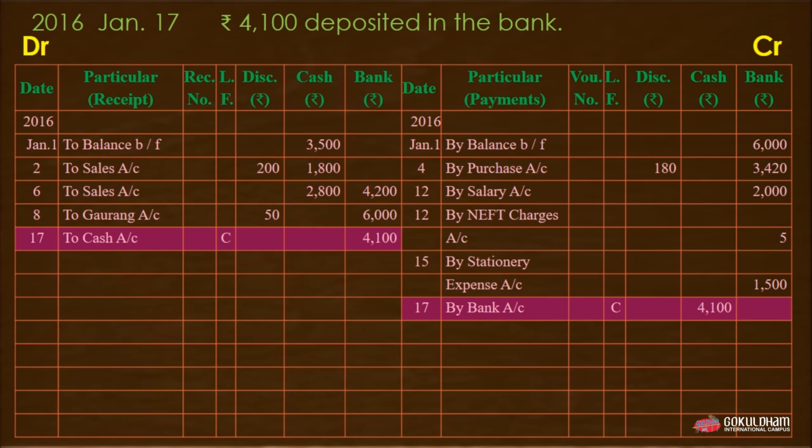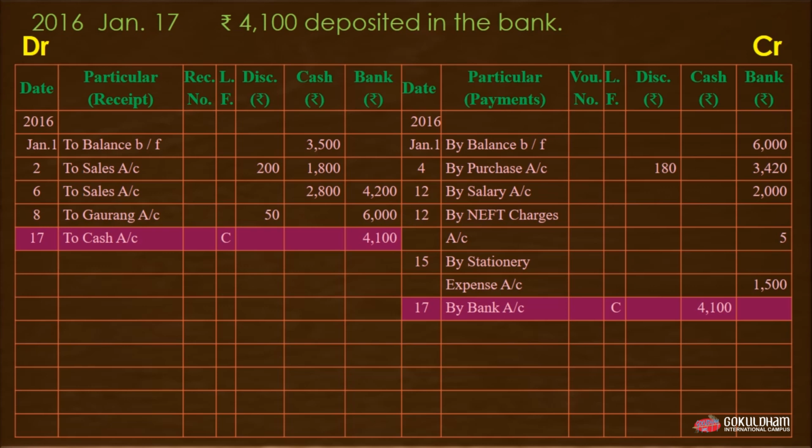First we recorded here credit side. There is write down in date column 17. Here cash goes out. So its opposite name bank. So we write down there by bank account. And in left column write down there C. C means contra. And write down amount in cash column 4,100 rupees.